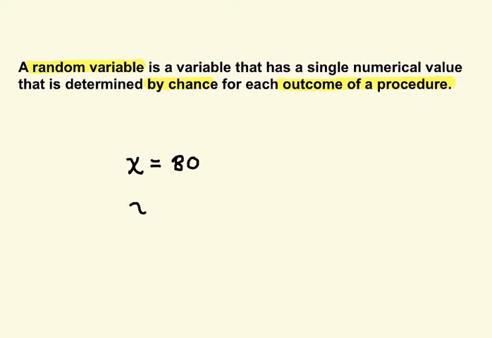And then we randomly grab another test and find that someone else scored a 95. So we're taking a bunch of values and we're randomly grabbing them from a set of exams, for example. So this is our random variable. X represents our random variable.